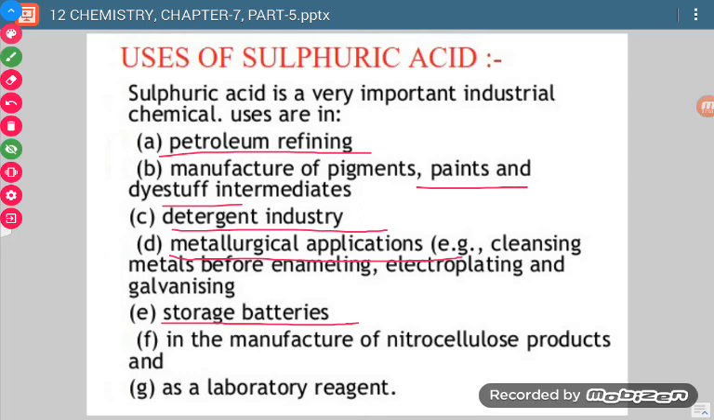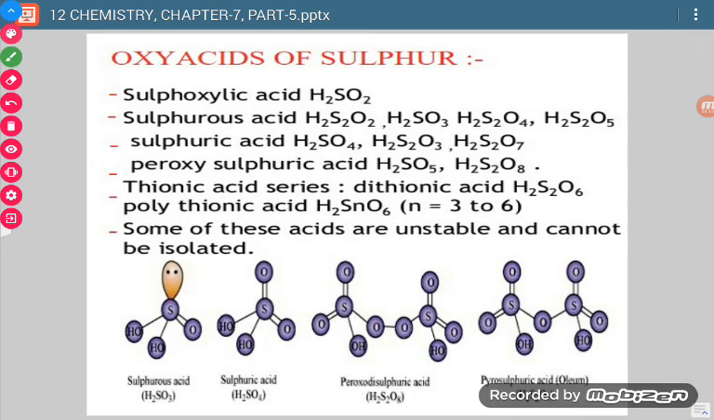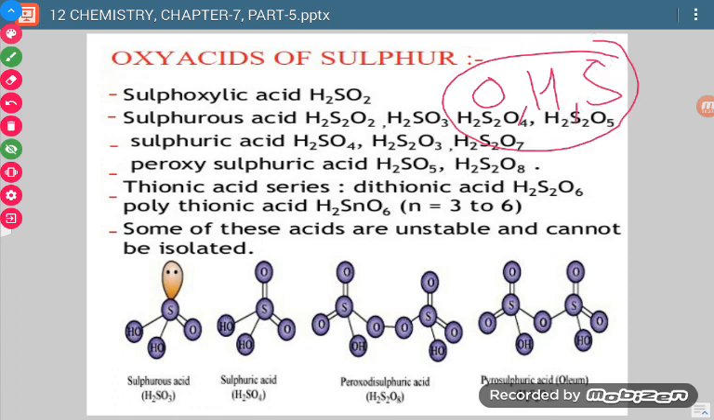Okay, and it is a very important laboratory reagent. In the manufacture of nitrocellulose products it is used. So it has very vast importance in almost all the industries. So we call sulfuric acid the king of chemicals. Okay. Now let us discuss the oxyacids of sulfur. Now see, oxyacids, as we discussed in the case of phosphorus, there will be presence of these three elements. Now we are talking about sulfur, so oxygen, hydrogen and sulfur, and that particular substance will behave as an acid.